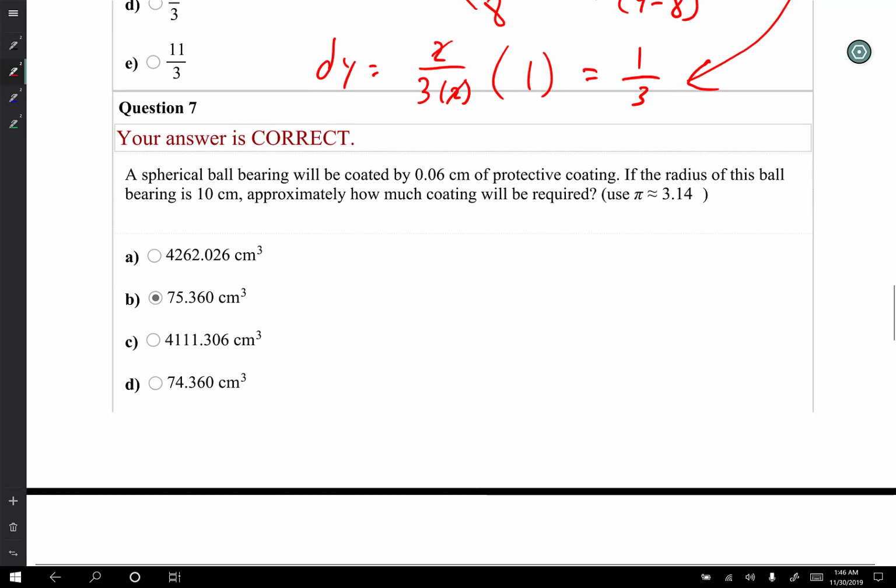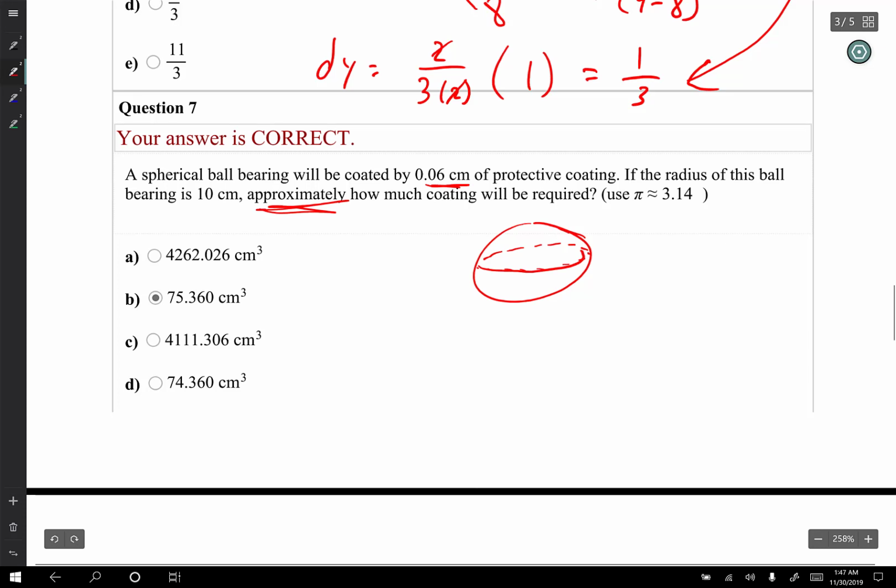A spherical ball bearing will be coated with 0.06 centimeters of protective coating. If the radius of this ball bearing is 10 centimeters, approximately how much coating will be required? So the key word is approximate. So we're going to use differentials. So you have a sphere, and this sphere has a coating of paint and 0.06 centimeters. So that's how big the coating of this paint is in this sphere.